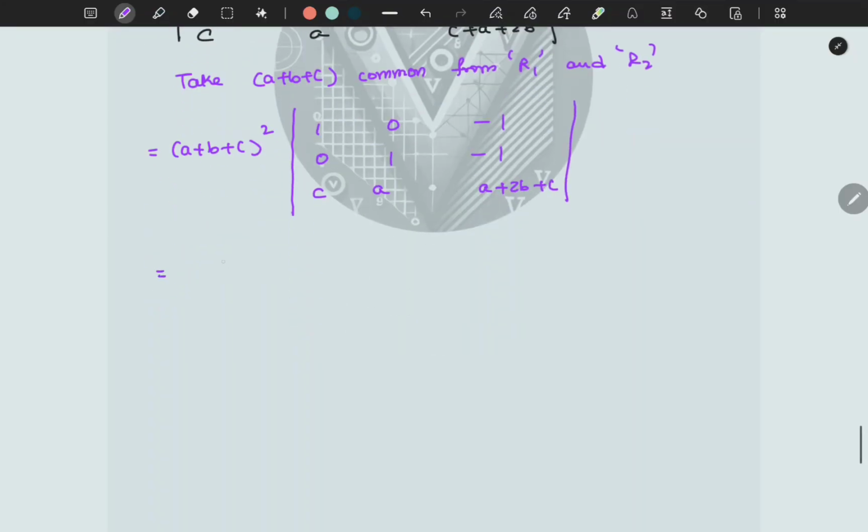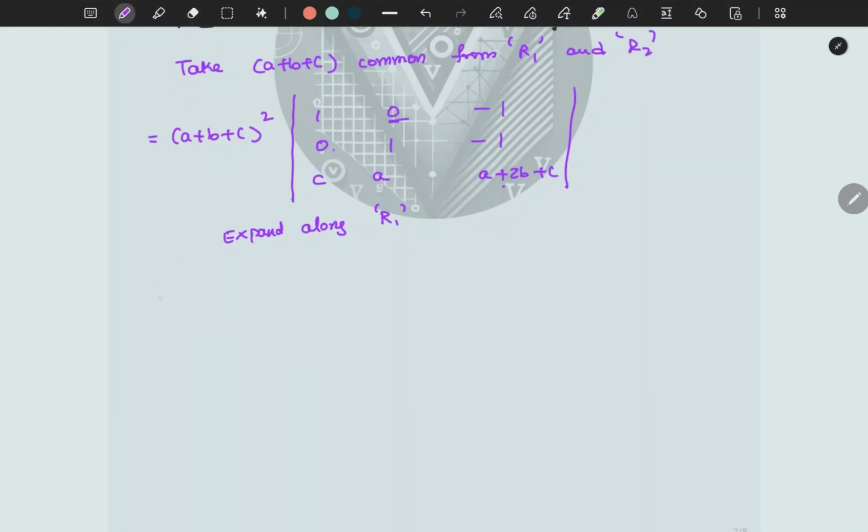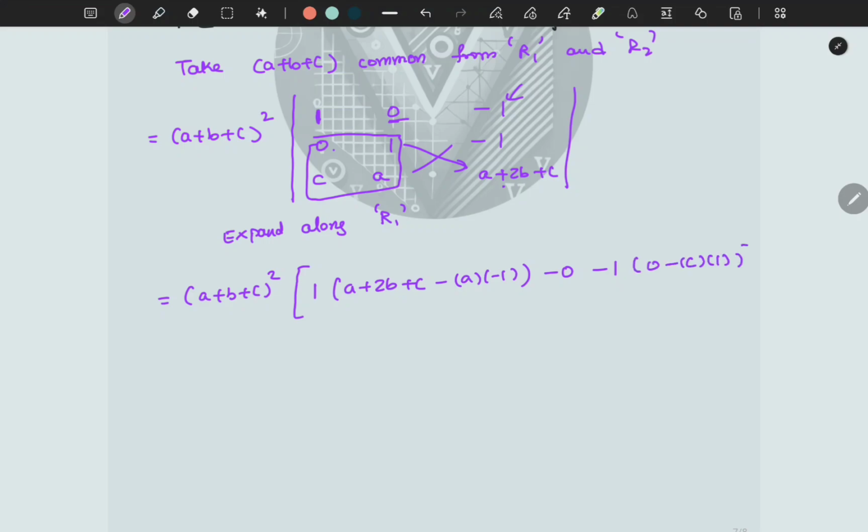Now the thing is, we can now directly expand along any row or any column. Let us say row 1. So what do we get if I do that? So let us expand along row 1. What do we get? A plus b plus c whole square, determinant of. Now with respect to 1, I have to delete first row and first column. So I'll get a plus 2b plus c minus a into minus 1. And next I'm expanding along row 1, right? So minus 0, and then minus 1 times with respect to this. I have to take this determinant now, right? Because I have to delete first row and third column. So what will be remaining is 0 minus c into 1. I hope you understood this.